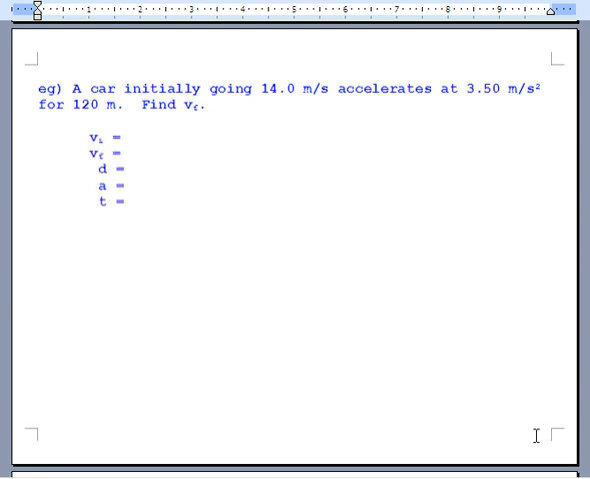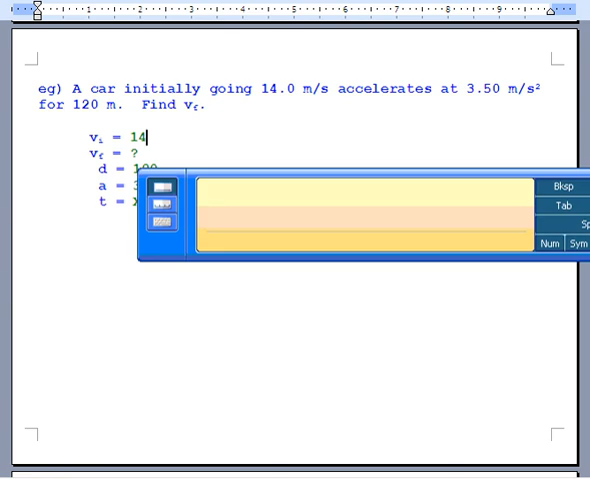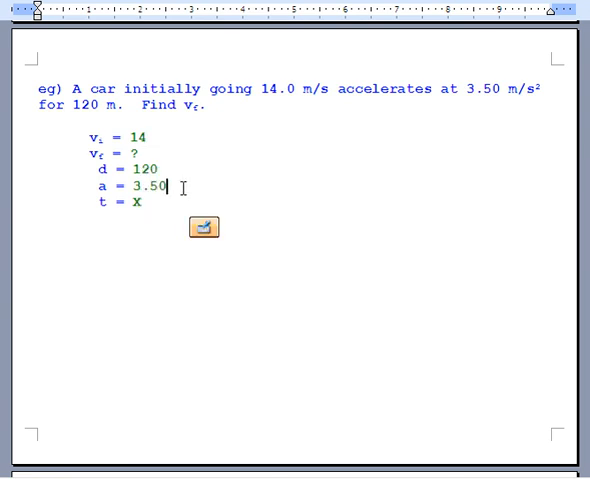So we always want to make this little list, the VIF-DAT list, to help keep us organized. When we go to put values in this list, I'm not worried about sig figs, I'm not worried about units, just trying to get the numbers matched up with the correct variables. That's it. So here's where they go. In fact, here, I wouldn't even put 14.0, I would just put 14. And for an acceleration, I wouldn't put 3.50, I just put 3.5.